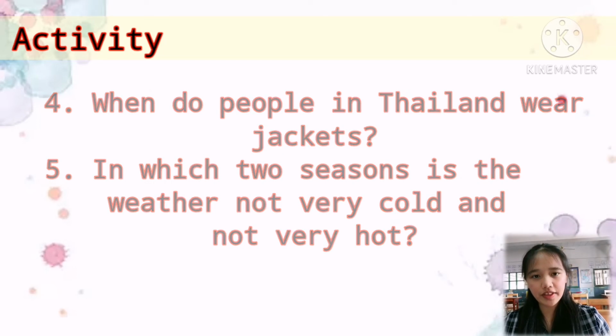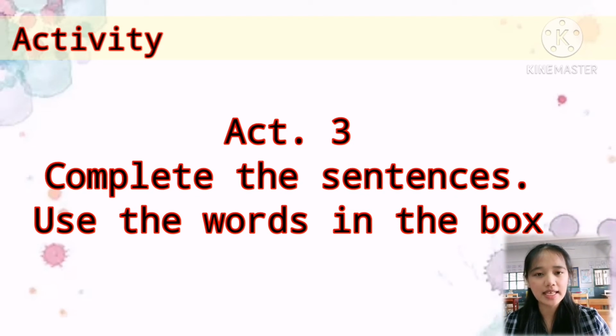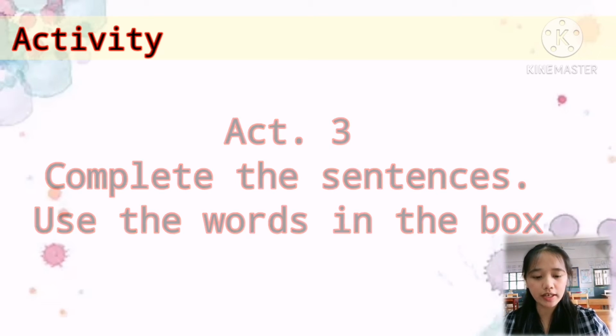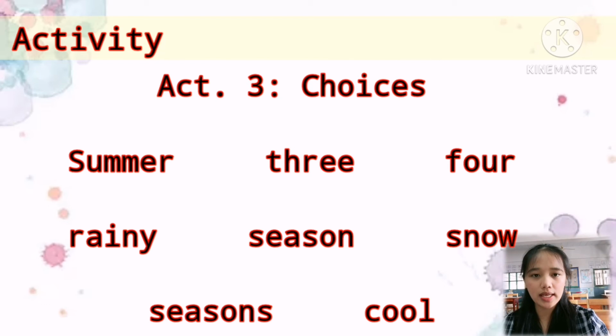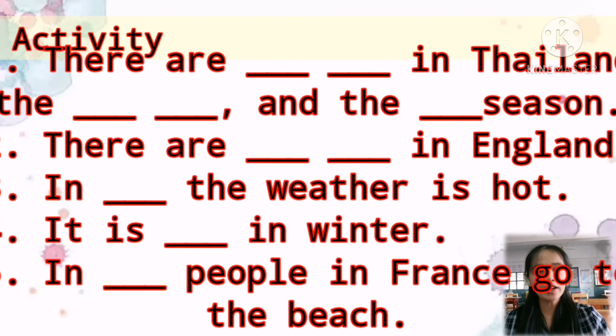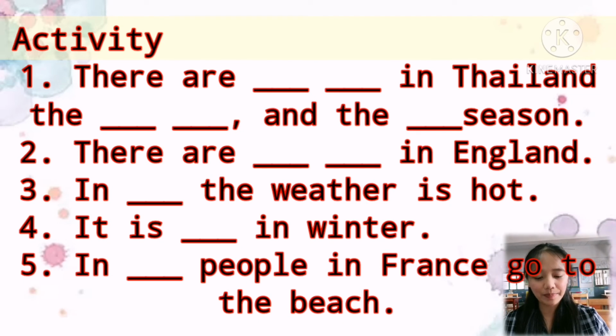Now for activity 3, you are going to complete the sentences. Use the words in the box. So we have 8 words here: summer, rainy, 3, season, 4, seasons, cool, and snow. You're going to fill in the blanks. You are going to complete the sentences. So for number 1, there are blank in Thailand. The blank, blank, and the blank season. So what do you think is the answer?